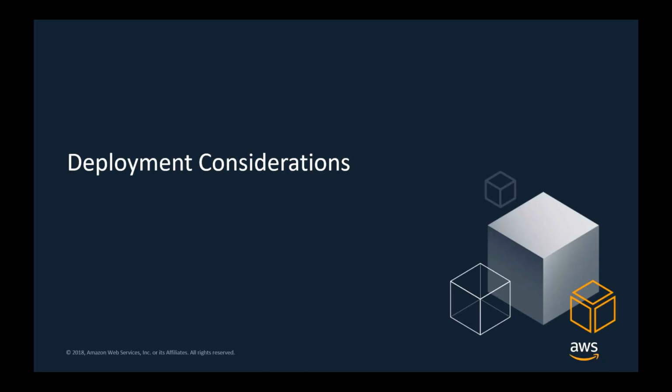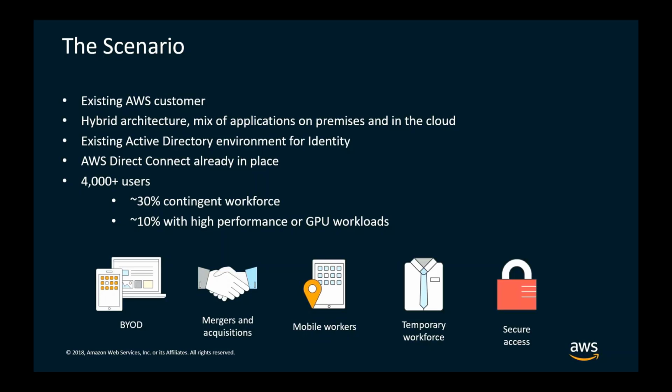Okay, so we've talked about the products. Now let's get into some deployment considerations. I'm going to start with a scenario. An existing AWS customer, a hybrid architecture, a mix of applications both on-premises and in the cloud. An existing Active Directory environment for identity with AWS Direct Connect already in place. Now, it's not necessary that any of these scenarios really already have these pieces in place. We're just starting from a common frame of reference here.